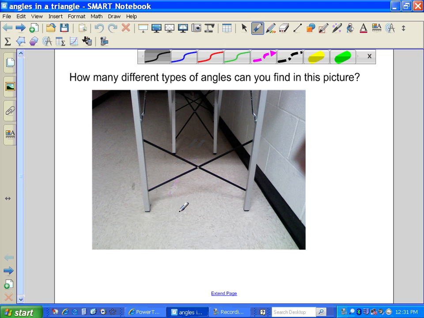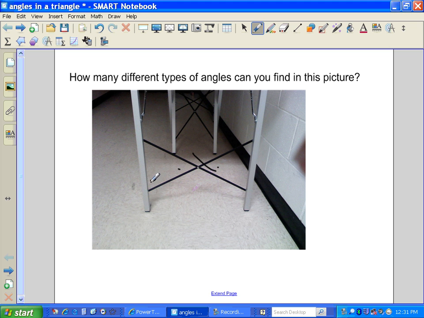Just real quick, if I'm looking at it, I see some vertical angles right there. I see a linear pair there, there, there, and there. I see maybe some alternate interior angles right there. I see a right angle, an obtuse angle, and an acute angle. We could keep going on, but the idea is if you look around, angles are everywhere.